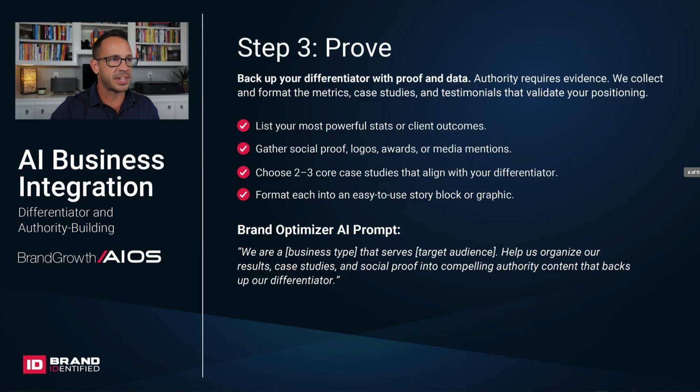So now moving on to the next step, that is step number 3, and this is prove. You want to back up your differentiator with proof and data. Authority requires evidence. So we collect and format the metrics, the case studies, and the testimonials that validate your positioning.